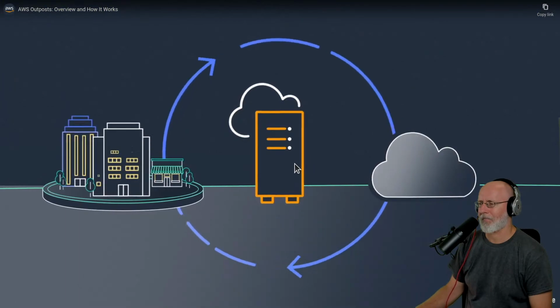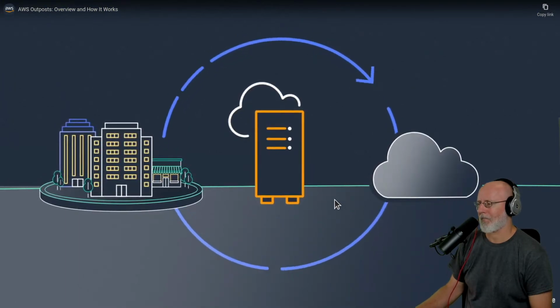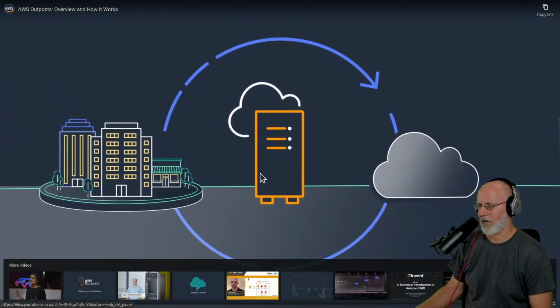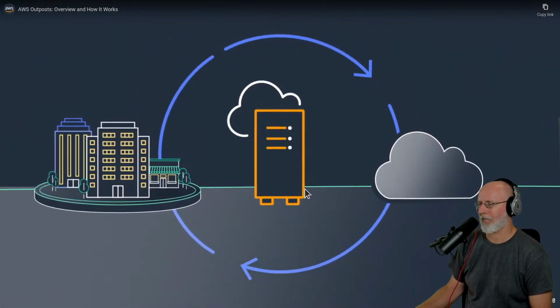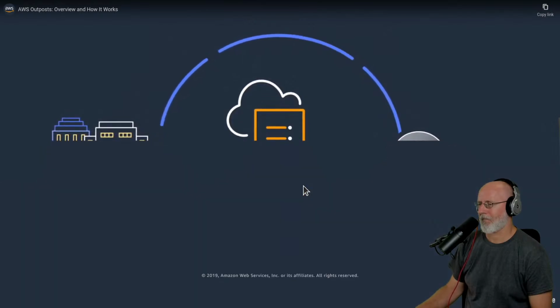Outpost rack. With AWS Outposts, customers can extend the AWS experience on premises for a truly consistent hybrid cloud experience. Wait, is this the same one? Have we already watched this?